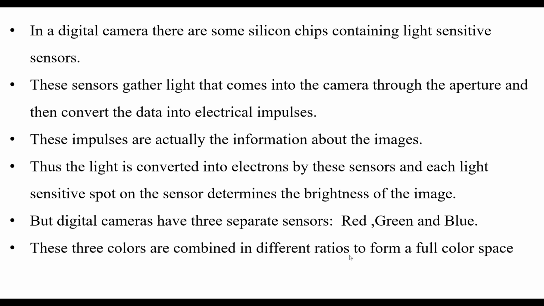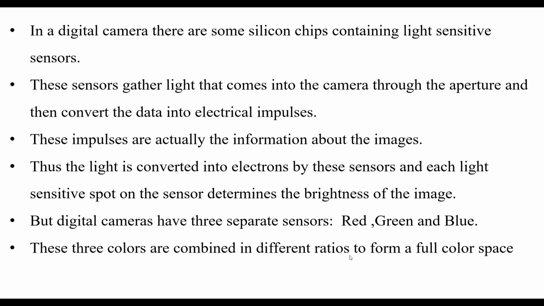When we take a photo in light, it comes out one way. When we take it in the dark, we cannot see the image clearly. If we have more brightness, we can see a brighter picture. In the same way, each light sensitive spot on the sensor determines the brightness of the image.